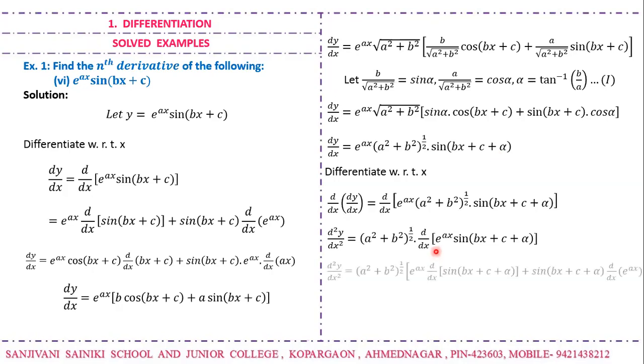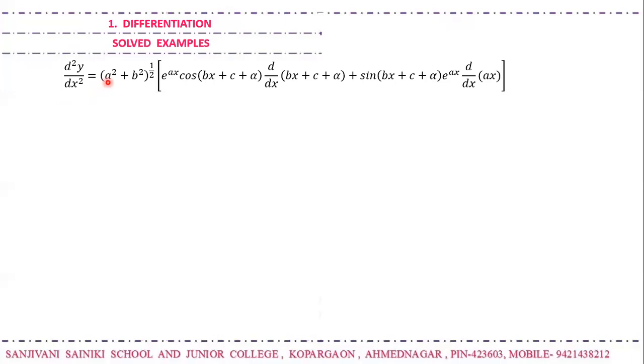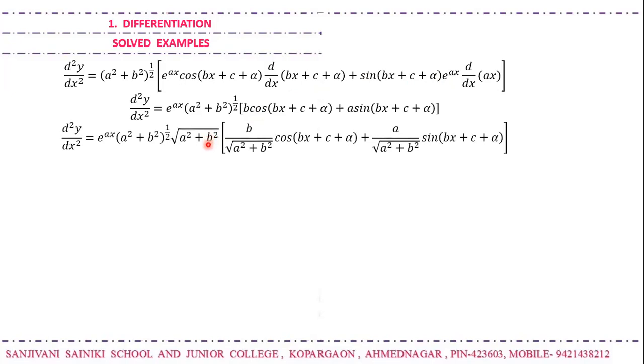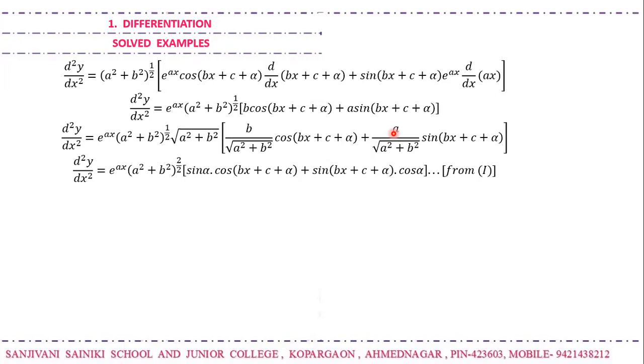Okay, so using the product rule, first function as it is, derivative of the second function, plus second function as it is, derivative of the first function. So continuing, d2y by dx square is a square plus b square raised to half e raised to ax cos bx plus c plus alpha into d by dx of bx plus c plus alpha, plus sin bx plus c plus alpha e raised to ax into d by dx of ax. Now we will take e raised to ax common because it is present in each term. Then again I will make the same arrangement, multiply and divide by root a square plus b square. Then this is our sin alpha, this is our cos alpha, and tan alpha is b by a, so alpha is tan inverse of b by a.